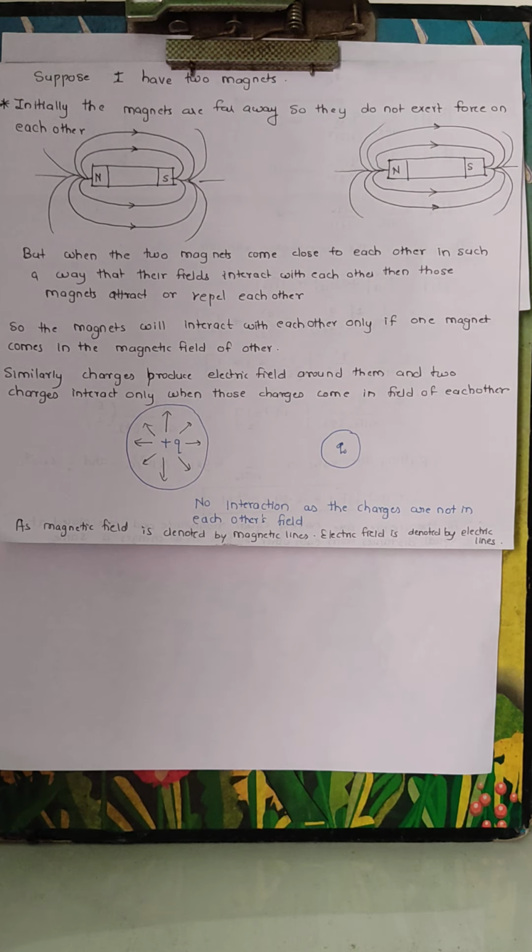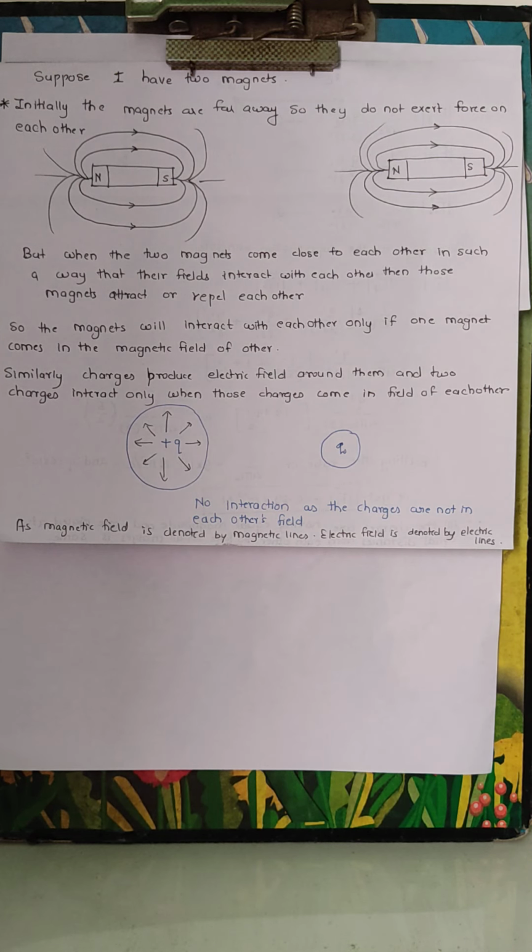Because there is a magnetic field present around the magnet, and that magnetic field is represented by magnetic lines, and the iron filings around the magnet arrange themselves according to those magnetic lines. Similarly, as magnets have a magnetic field around them, represented by magnetic lines, electric charges have an electric field around them, and that field is represented by electric lines of force.